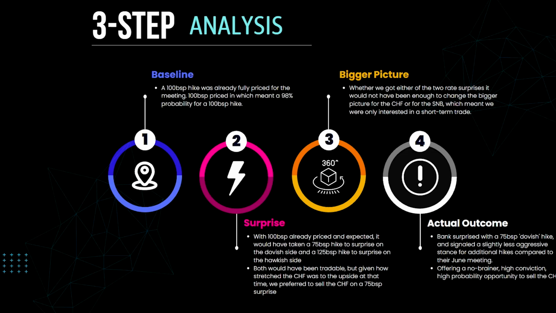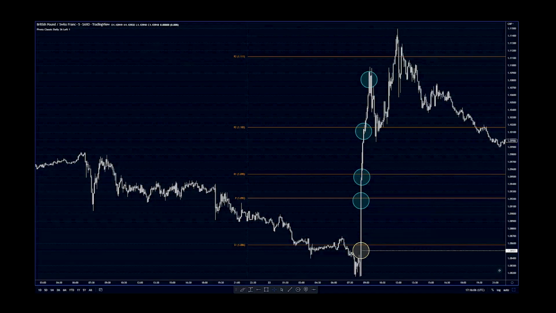Now after hearing it was a 75 hike over our audio squawk, there wasn't any second guessing on what to do. There wasn't any wondering whether it was a trade. We knew immediately it was a trade. Our 3-step analysis process told us that a 75 basis point hike was a sell on the Swiss franc. So we just pulled the trigger the moment we heard it was a 75. We jumped in about 10 seconds after the announcement and we got a pretty good fill for that trade.